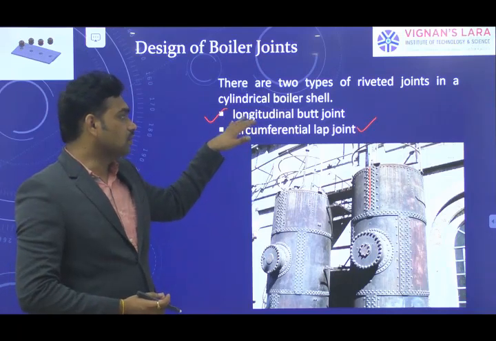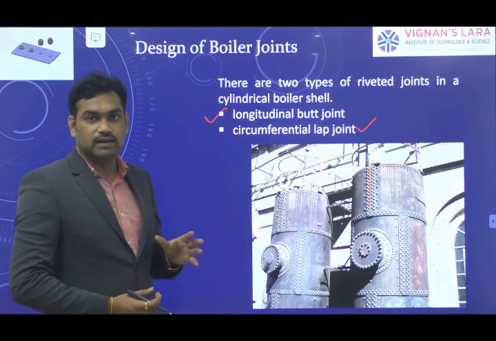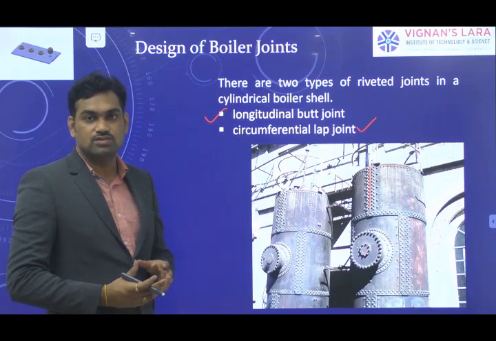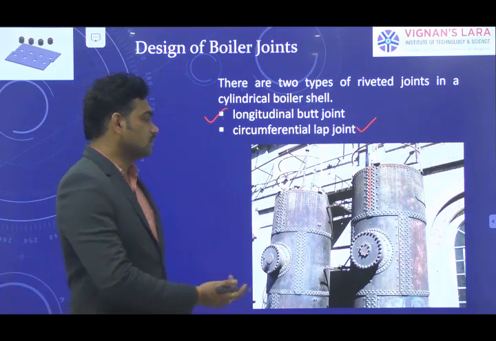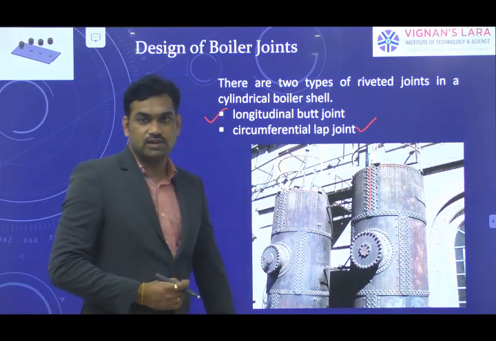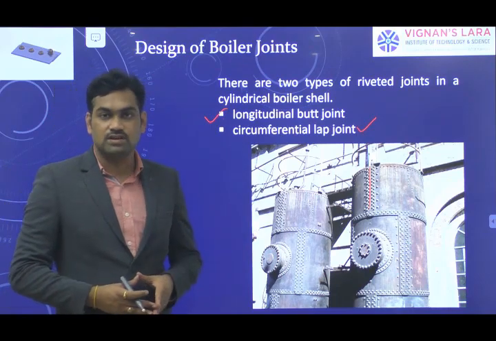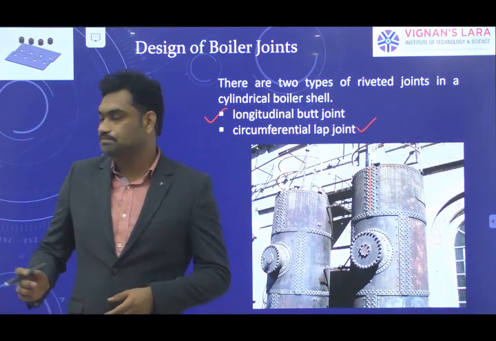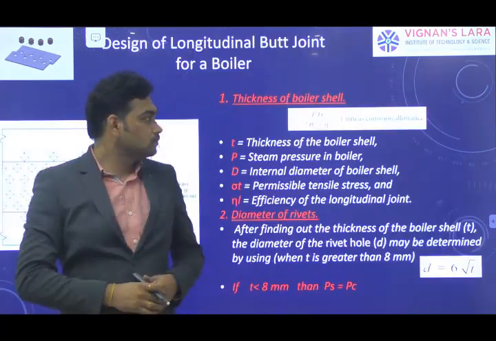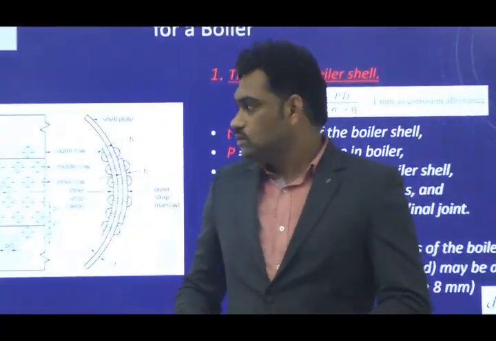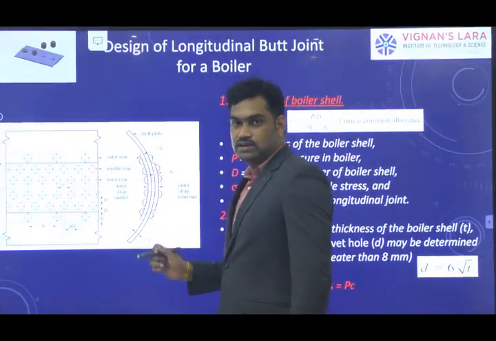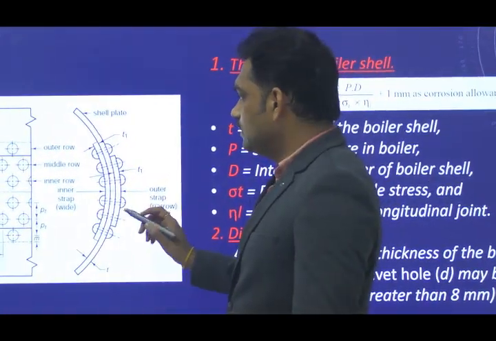Clear? So these are the two different joints used to make boilers. One is the longitudinal joint, to form the thin sheets into cylinders, and that gives the diameter. After getting the cylinders, we join them together to form the required length, and those joints we call circumferential lap joints.